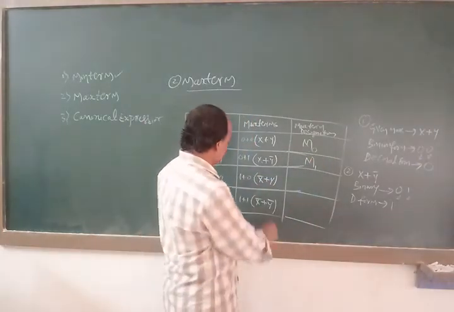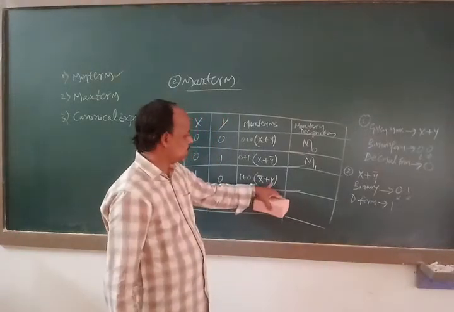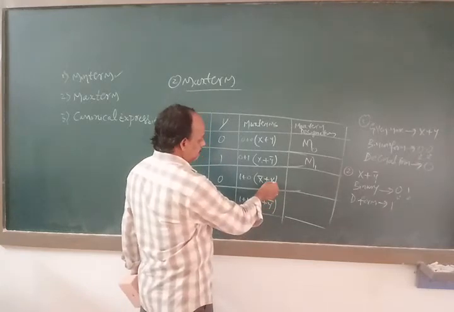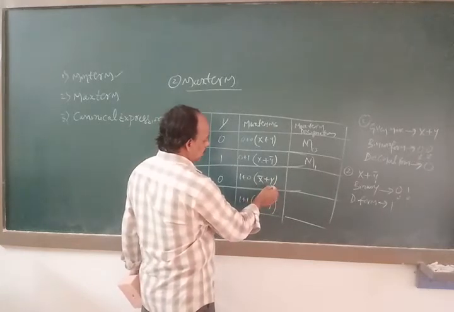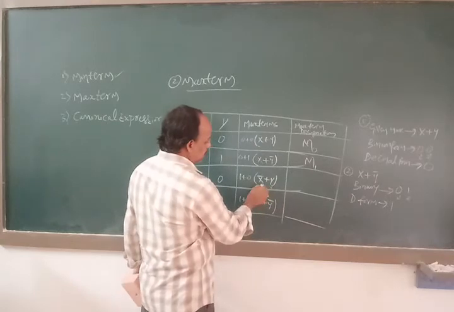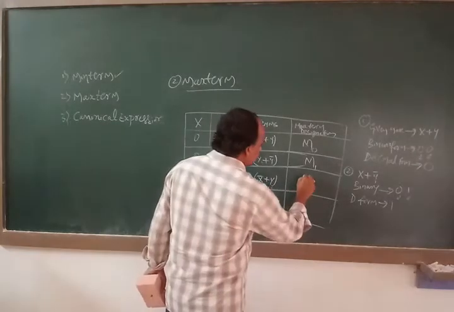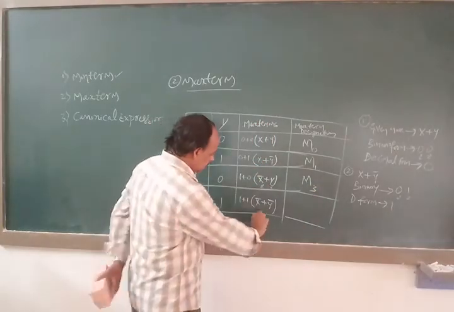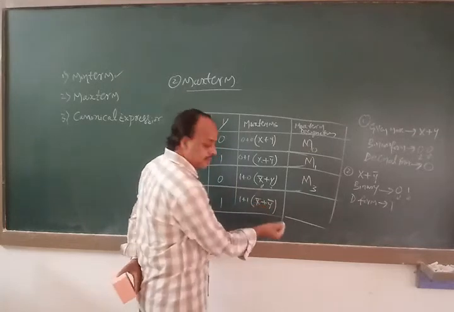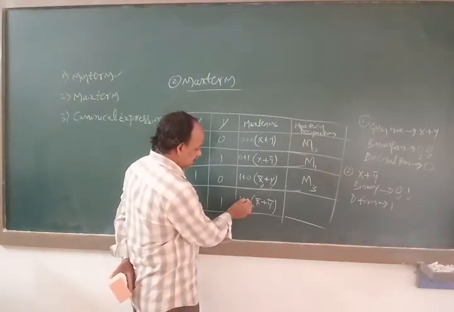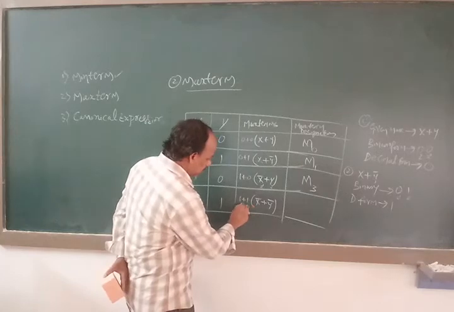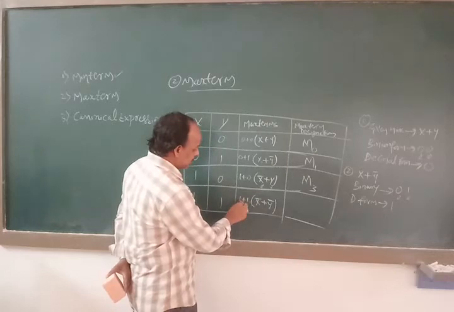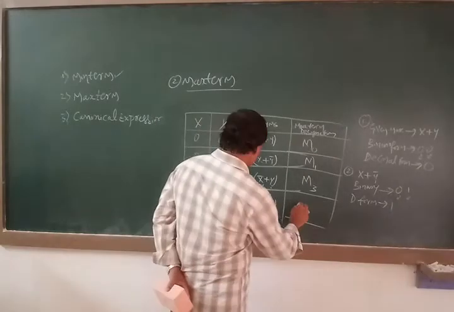Similarly for the second one, this is x bar plus y. Here 2 power 0, 2 power 1, and 2 power 1 means 2, therefore its max term designation is M2. Similarly here, the complement of a variable means 1, so 1, 1 is there. 2 power 0 means 1, 1 plus 2 power 1 means 2, 2 into 1 means 2, 2 plus 1, 3.